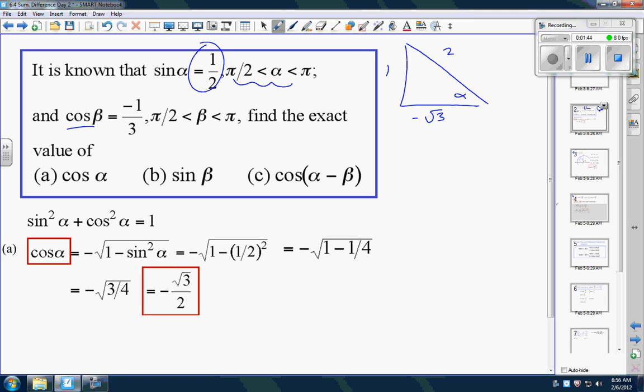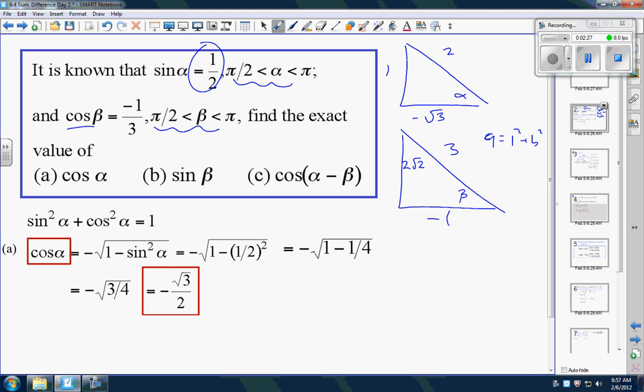Cosine of beta is negative 1/3. Beta is also in quadrant 2, greater than pi over 2, less than pi. So draw a separate triangle here. Make sure you label this one beta. Cosine can be negative 1, so that's good. So we have to do a little Pythagorean theorem here. 9 equals 1 squared plus b squared, or y squared, whatever you want to call it. So this is going to be square root of 8, or 2 square roots of 2.